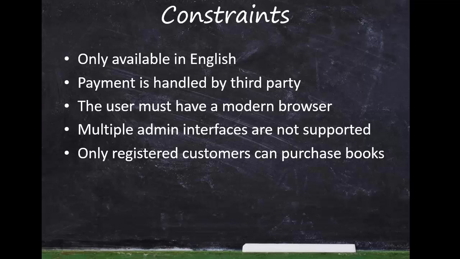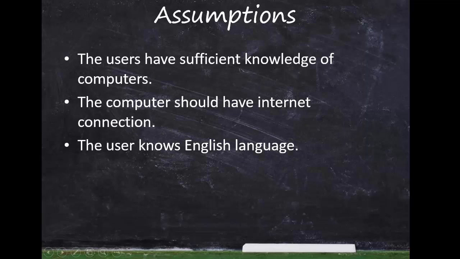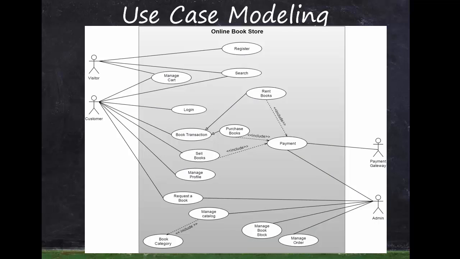Now coming to the assumptions. The first assumption that we make is that the users have sufficient knowledge of computers. That means the basic knowledge of computers, how to use the browser and all. Second one is that the customer's computer should have an internet connection in order to access our website. And the third basic assumption is that the user knows the English language. Now coming to the use cases.